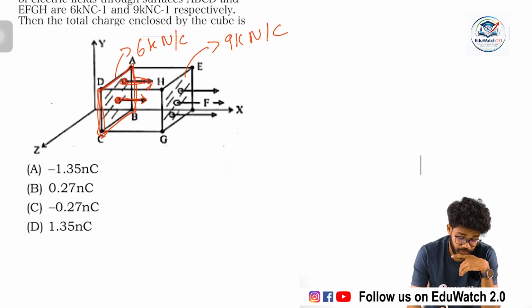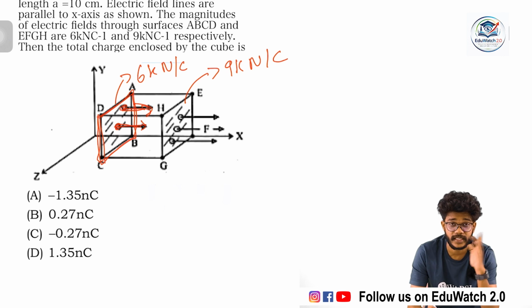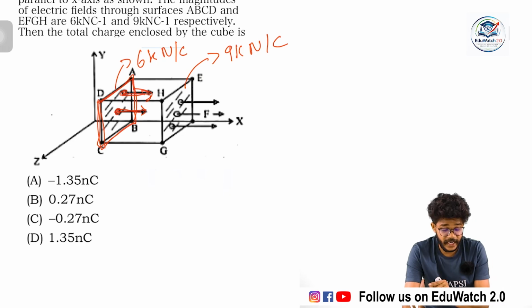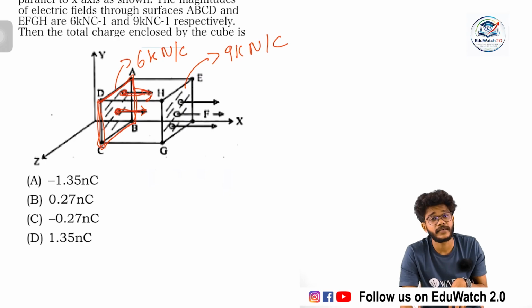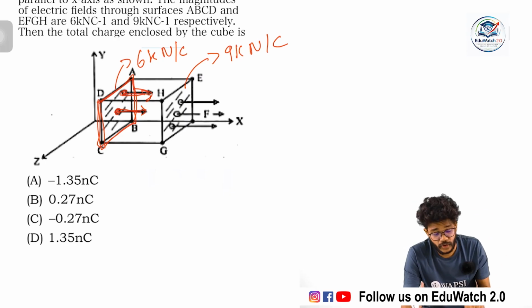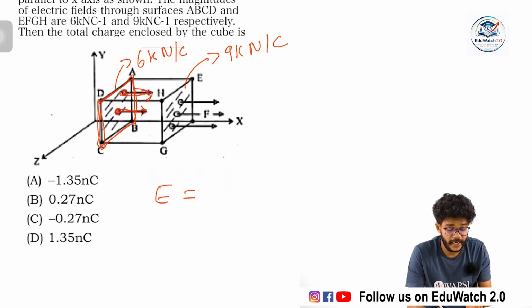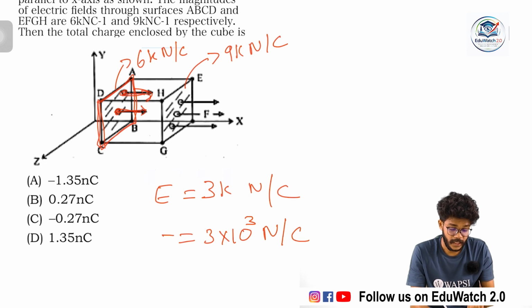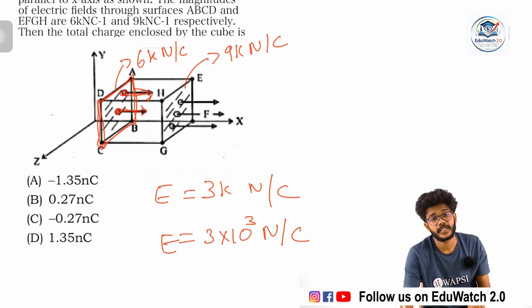Okay, so the change in field lines means the change in electric field. The electric field contributed by the charge inside the cube is E = 9K − 6K, which is 3K newton per coulomb. That means 3 × 10^3 newton per coulomb is the electric field given by the charge inside.